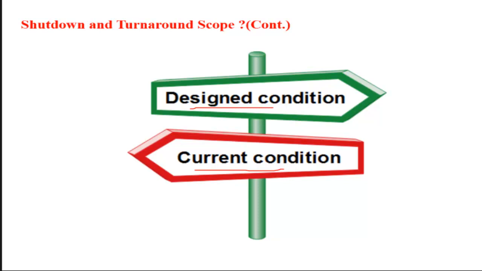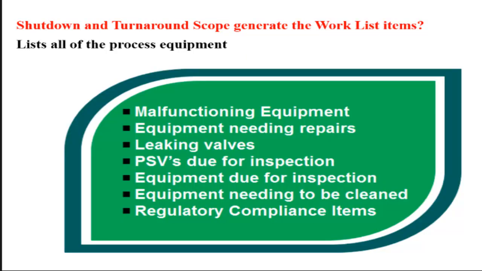Also, the turnaround scope helps us to create the work list items. This is a list of all process equipment and all equipment considered in the shutdown, including manufacturing equipment needing repair, equipment needing inspection, leaking valves, BSV due for inspection, equipment needing to be cleaned, or catalyst needing to be replaced, or certain material needing to be replaced because it has an expiry time, or even regulatory compliance items, which will be part of this work list.